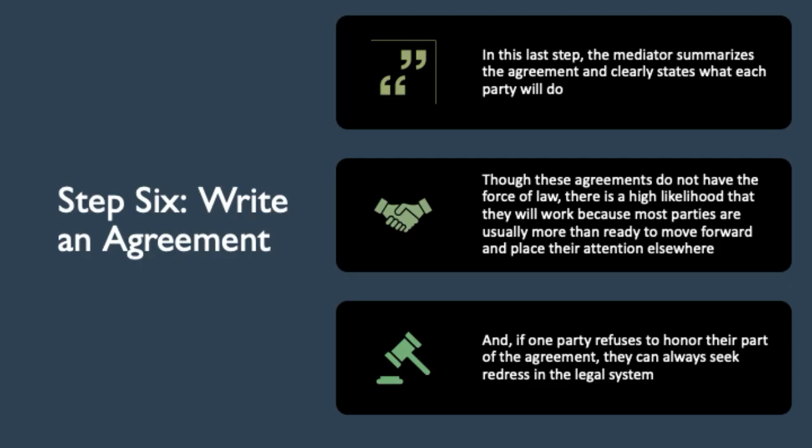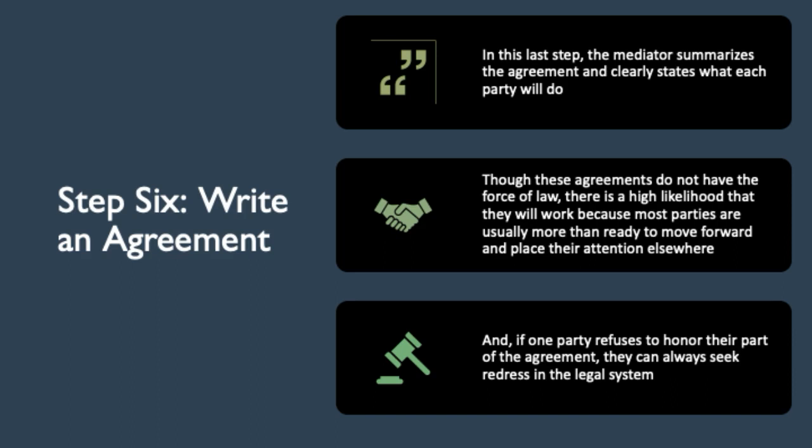Step 6. Write an agreement. In this last step, the mediator summarizes the agreement and clearly states what each party will do. Next, all parties sign the agreement and receive a copy for their records. Though these agreements do not have the force of law, there is a high likelihood they will work because most parties are usually more than ready to move forward and place their attention elsewhere.